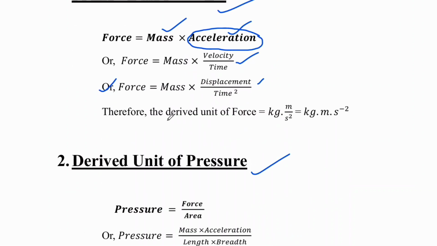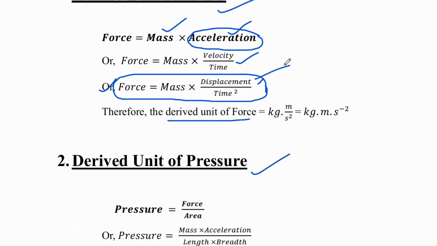Hence the derived unit of force can be derived from this equation, because in this equation force is written in the form of fundamental physical quantities. Displacement is nothing but one kind of length. Okay, so this is also a fundamental physical quantity. Now the derived unit of force is unit of mass multiplied by unit of displacement divided by unit of time square. So it will be kg meter for the displacement and second square for the time square. So the derived unit of force is kg meter second to the power minus 2.